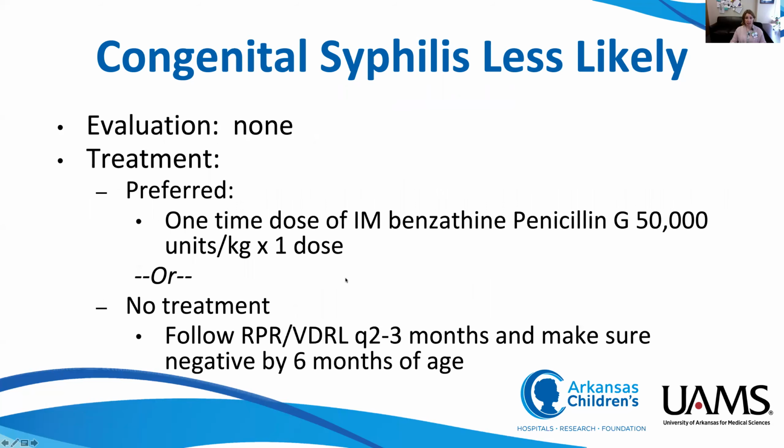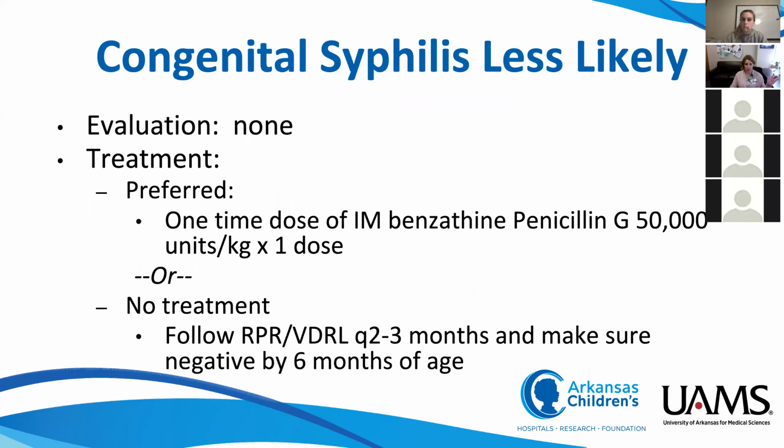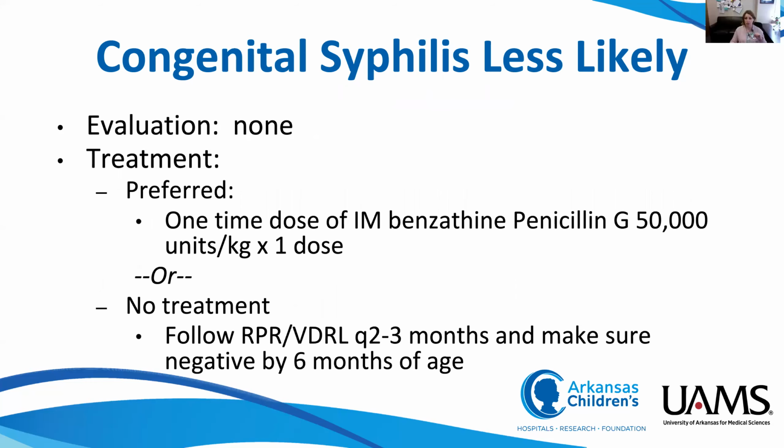If congenital syphilis is less likely, you go through the algorithm and it puts you at that spot, then you don't have to evaluate. It's preferred that you just give a one-time dose of benzathine penicillin, or you could do no treatment, but follow up that baby every 2 to 3 months and make sure that the RPR goes to negative by 6 months of age.